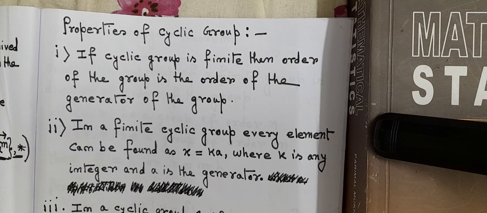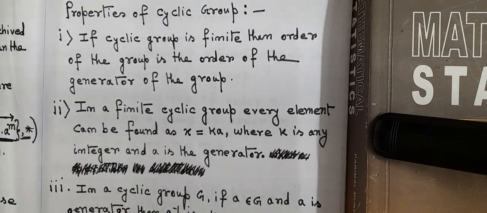Next, properties of the cyclic group. What is the first property? If a cyclic group is finite, then the order of the group is the order of the generator of the group, which I have explained. In a finite cyclic group, every element can be found as a to the power k, where k is any integer and a is the generator.